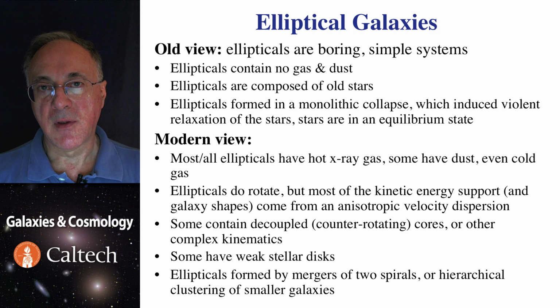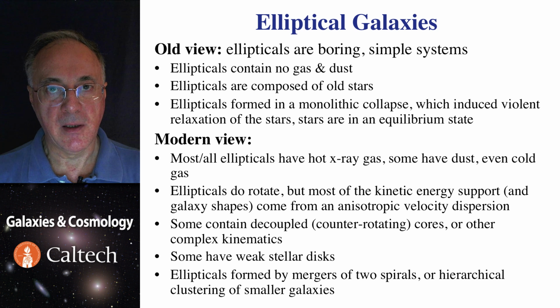The modern view is that ellipticals are actually fairly complex systems. They do contain lots of gas, except most of it is X-ray gas. Sometimes they have star formation. Sometimes they have dust lanes. And they probably formed through hierarchical merging of smaller pieces, although dissipative collapse was probably also involved.